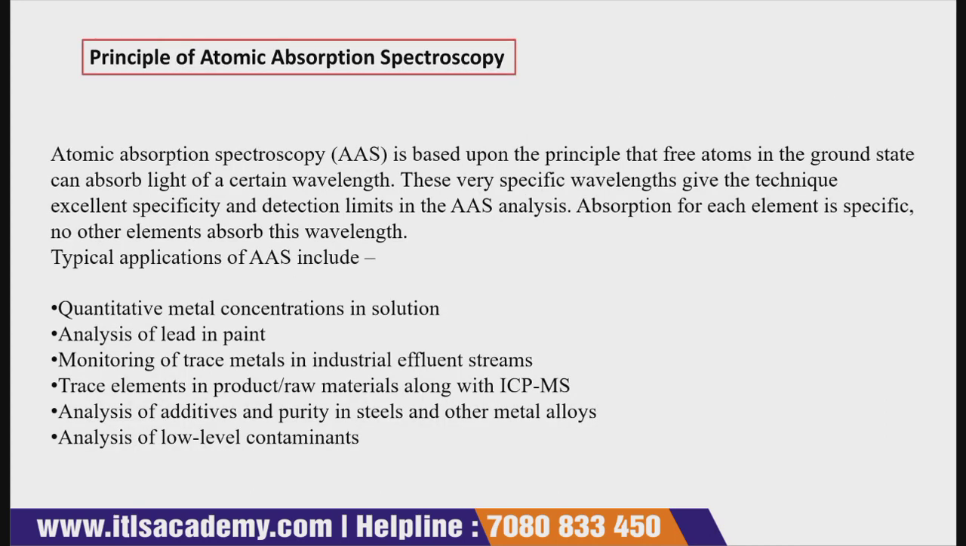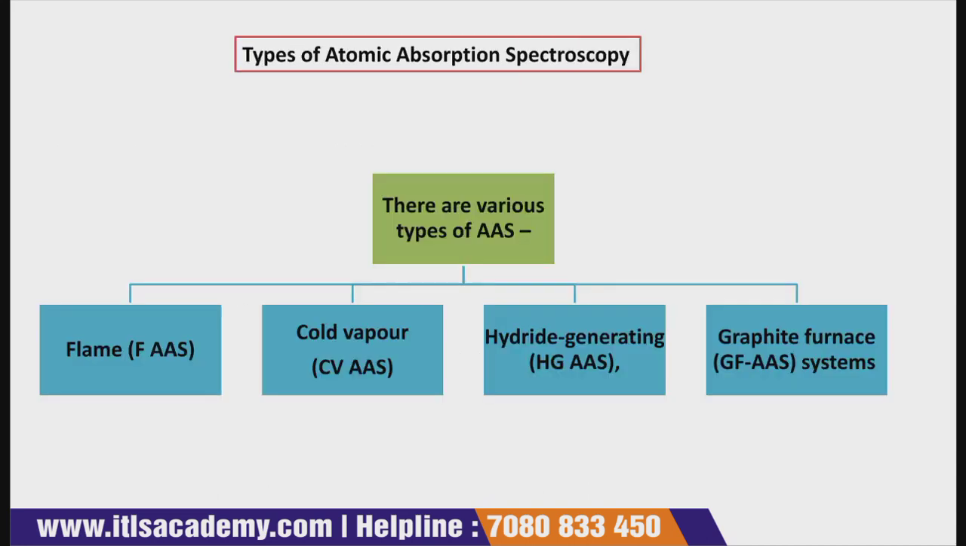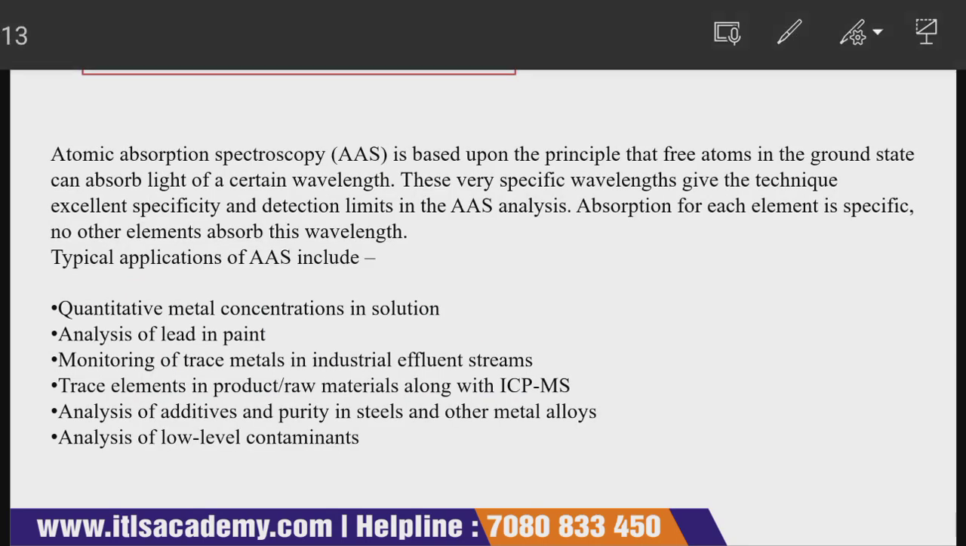Now comes the most important topic of today's discussion, the principle of atomic absorption spectroscopy. This heading is very important. Atomic absorption spectroscopy is based upon the principle that free atoms in the ground state can absorb light of certain wavelengths. These are very specific wavelengths, which gives the technique excellent specificity and detection limits in AAS analysis. Absorption for each element is specific; no other element absorbs this wavelength.